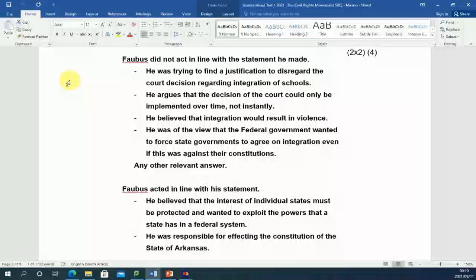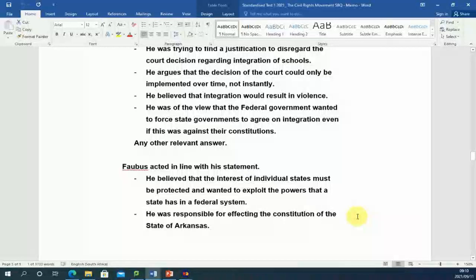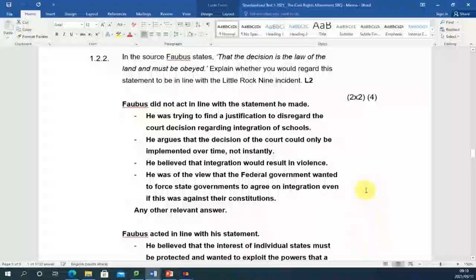Or you could say he acted in line with his statement. Remember, it's an opinion-based question. He believed that the interests of individual states must be protected and wanted to exploit the powers that a state has in the federal system, and he was responsible for effecting the constitution of the state of Arkansas. Again, it's not asking you to look at moral justification. It's not asking you to look at what's right and what is wrong. Okay? It's asking you to just use the information that is in the source to answer the question.